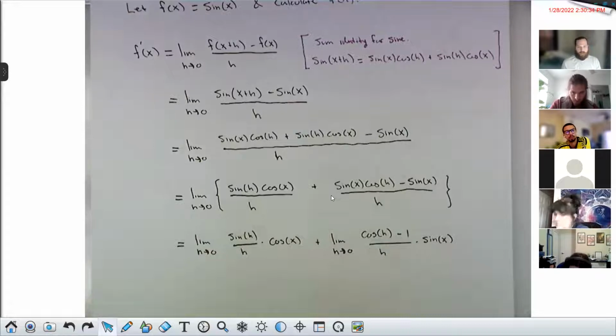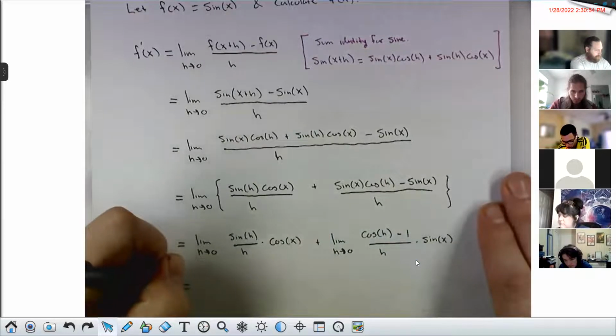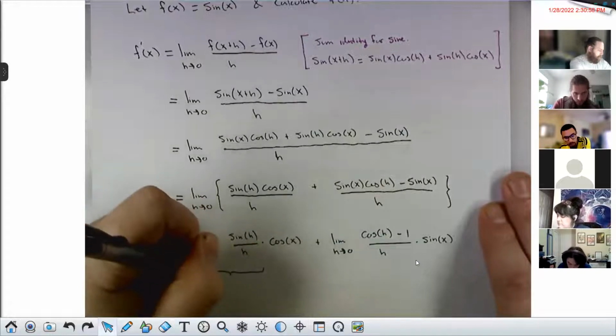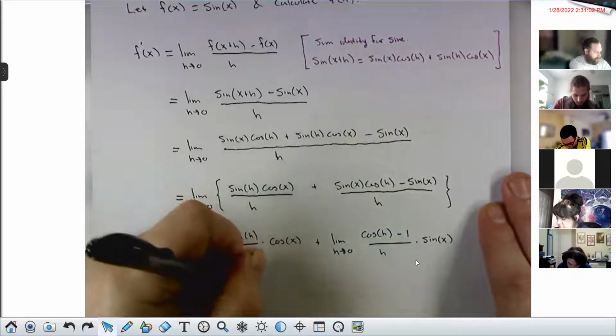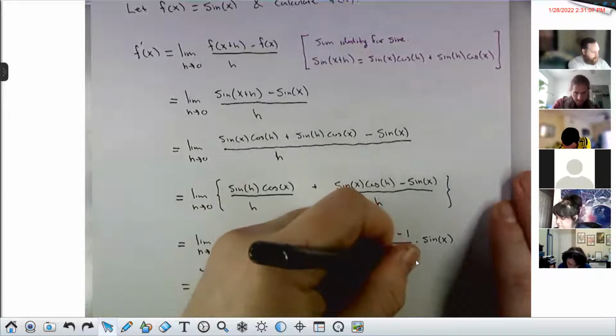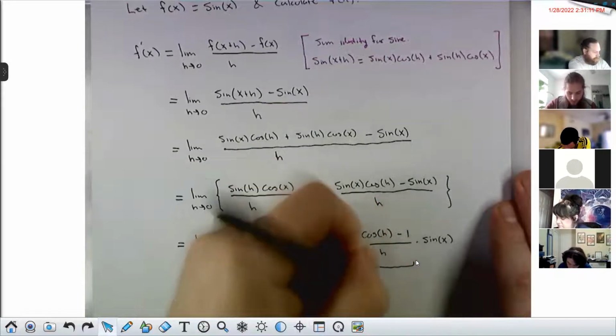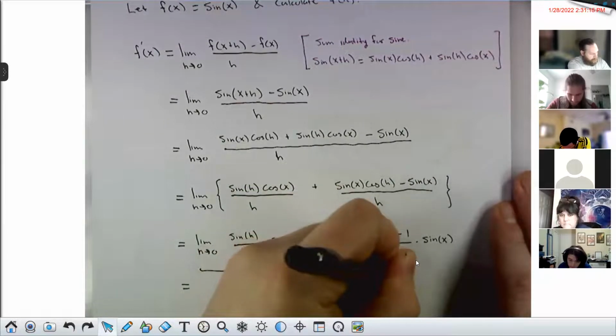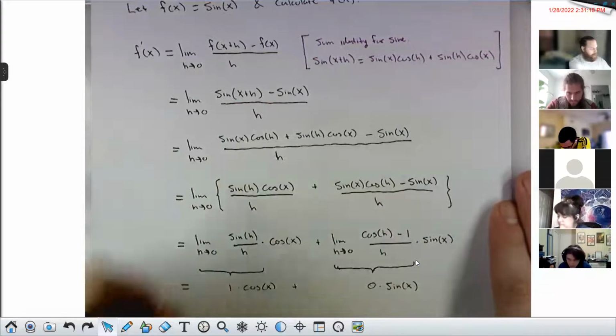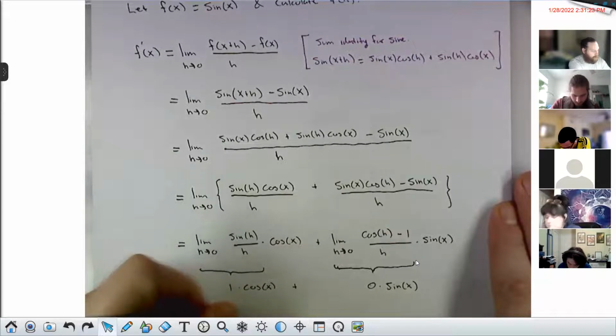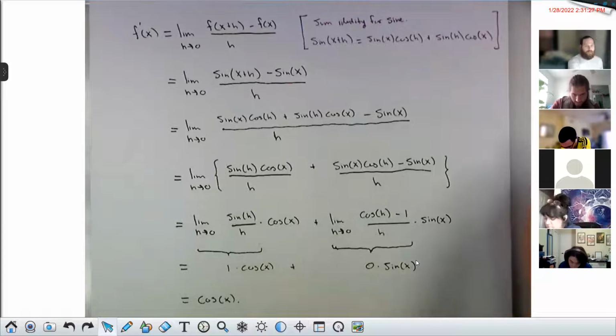And this is where those two special limits come in. The limit as h goes to 0 of sine h over h, I have shown and maybe convinced you is 1. The limit as h goes to 0 of cos h minus 1 over h, I have claimed is 0. So this is 1 times cos x plus this is 0 times the sine of x. And 1 times cos x plus 0 times the sine of x is the cosine of x. In other words, the derivative of the sine function is cosine.